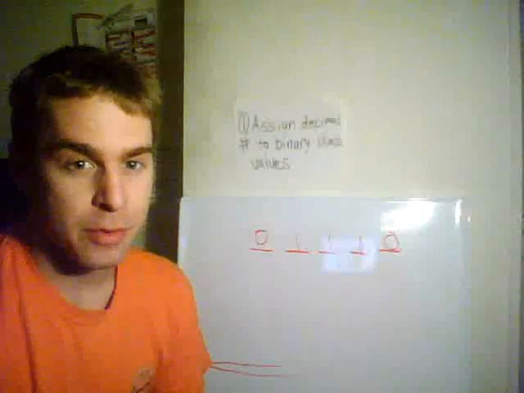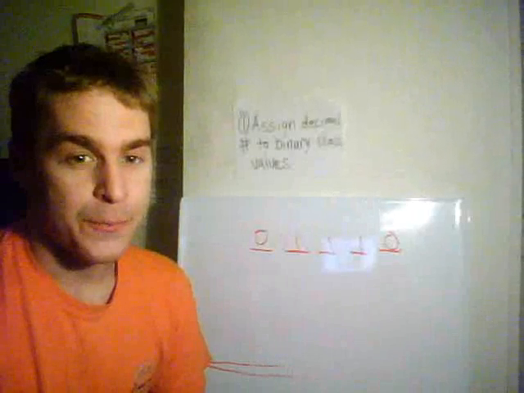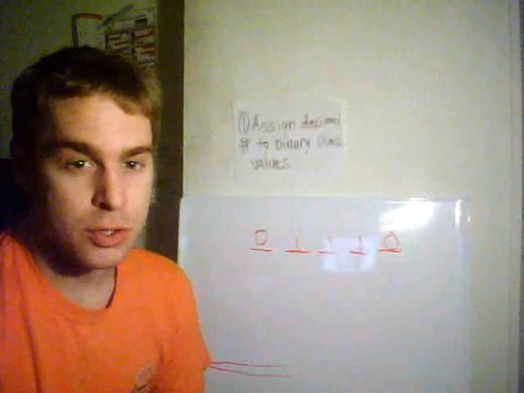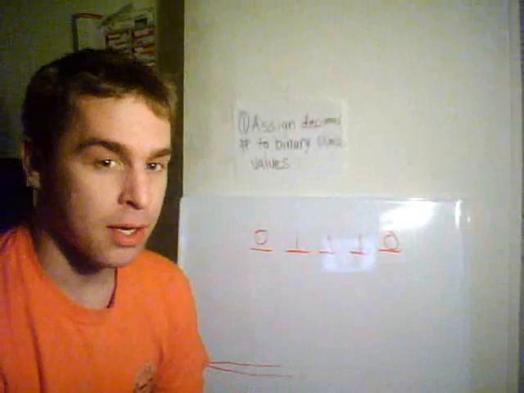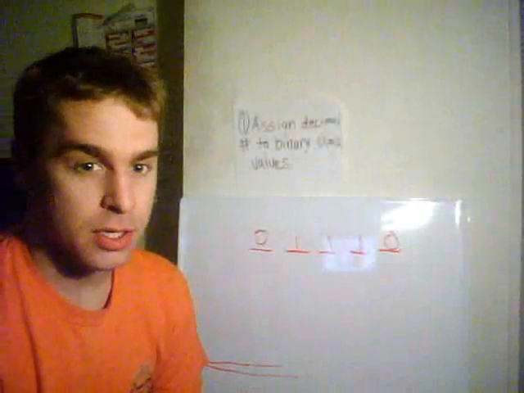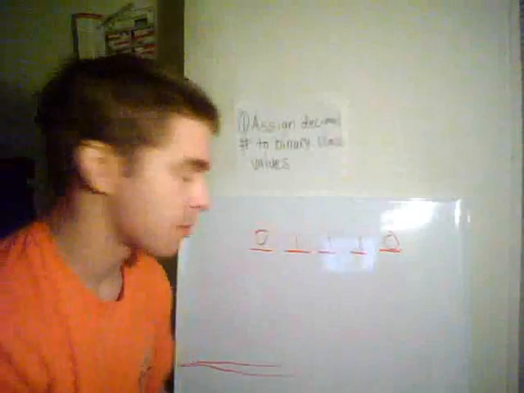So what you do is you start from the right side, and it'll be 2 to the 0 power, and then the next place value will be 2 to the first, and then the next will be 2 to the second.